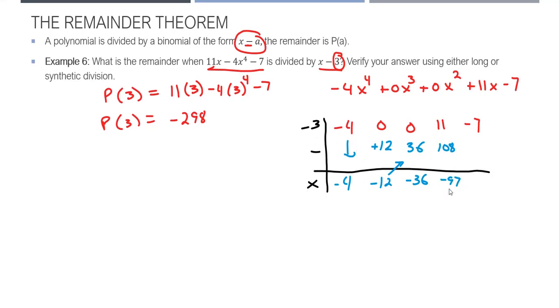Negative 3 times negative 97 is 291. And then negative 7 minus 291 is negative 298. And the only number we actually care about in this question, because it asks for the remainder, is negative 298. So therefore, verified.